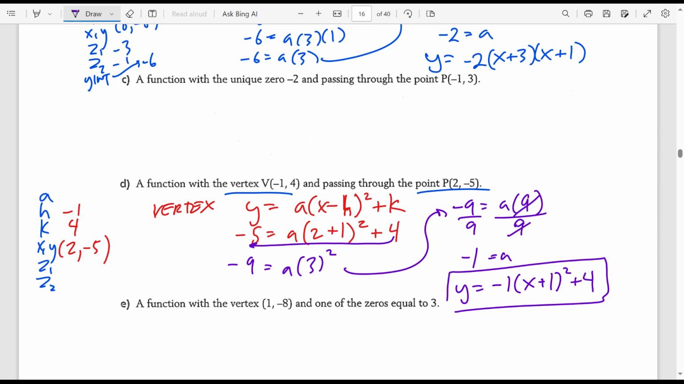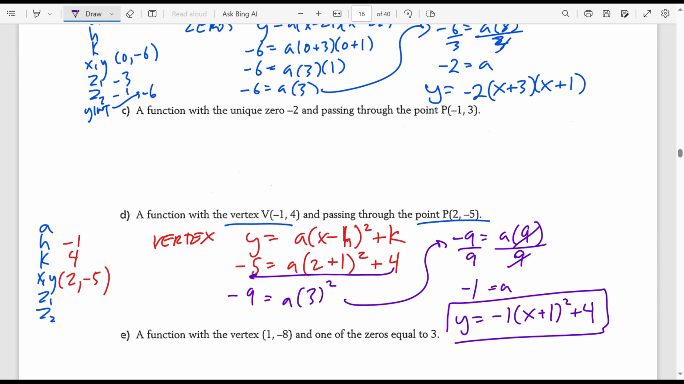In number C, when it says the function with a unique 0, -2, would it be like z1 is -2 and z2 is 0? Really great question. I was going to finish on that one for this video. I should reorganize these, but unique 0, that's an interesting one.